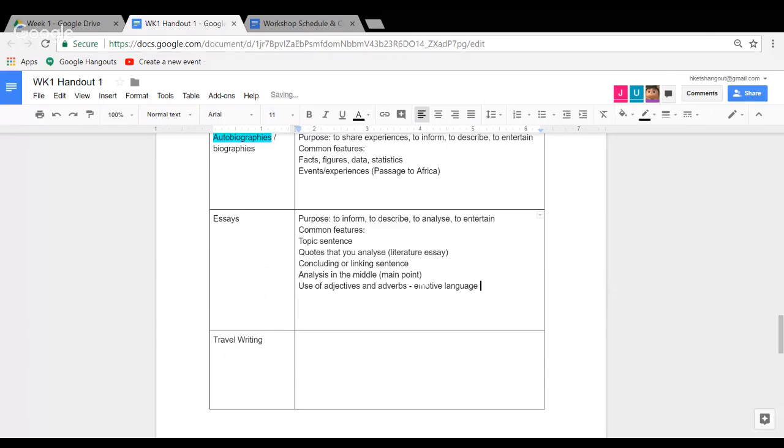Emotive language. Okay. Anytime you see emotive language, usually they're talking about adjectives or adverbs. Sometimes it might be nouns, but those nouns will always be to do with something like happiness. So if I make things into a noun, then it's usually for emotive purposes. Right, we have topic sentence, we have quotes that you analyze, I know what we forgot.